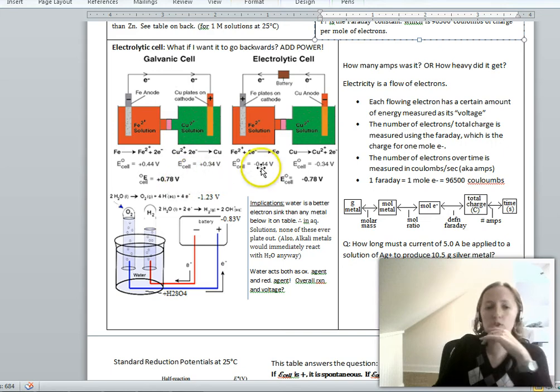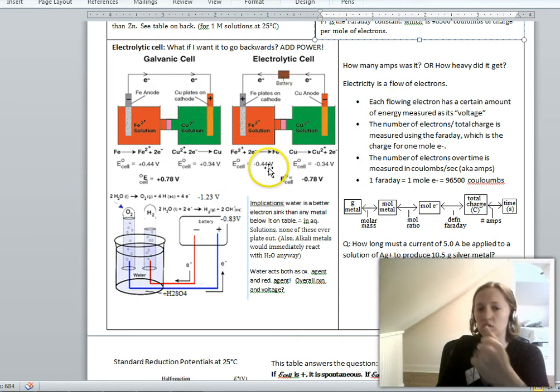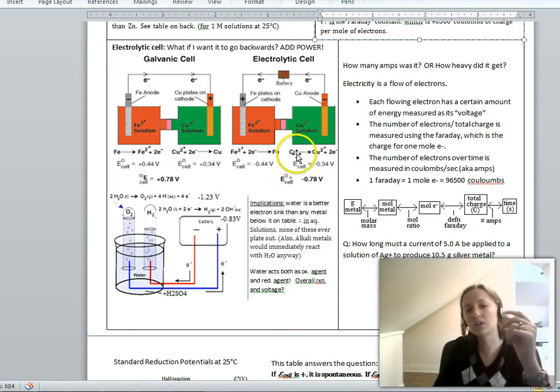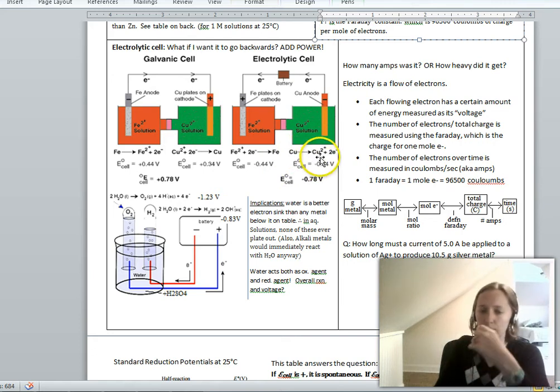If you wanted to go backwards, you're going to have to make your iron function as your cathode. So it's going to have to be the reduction, gaining these electrons here. That's going to be a negative 0.44 volts. You flipped the reaction, you flipped the voltage sign from positive to negative, and you're forcing your copper to corrode. So you're forcing your copper to function as your anode.